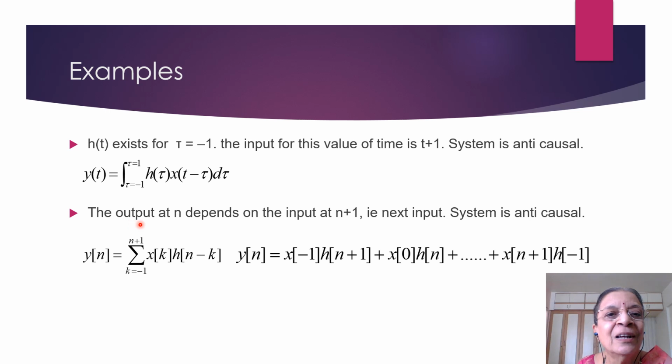Now let us consider the second example. y n is equal to the summation over k equal to minus 1 to n plus 1 of x of k h of n minus k. Now what I will do is I will just expand this equation. So for k equal to minus 1, I will have x of minus 1, h of n plus 1, plus x of 0, h of n, and so on up to x of n plus 1, h of minus 1. Now in this case, the current output depends on the future input. So in this case, the system is anti-causal.